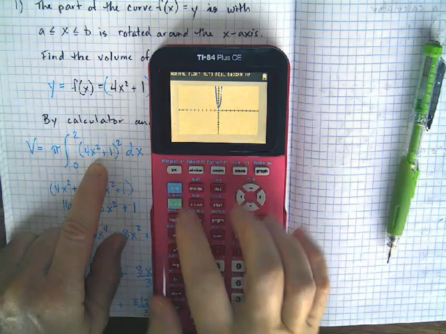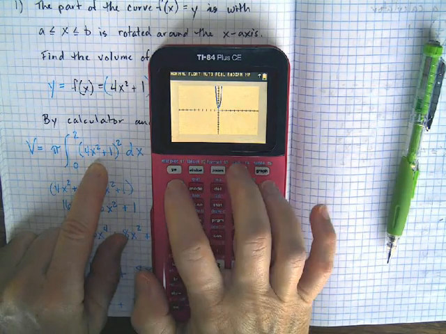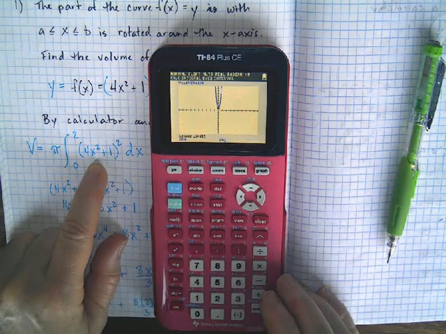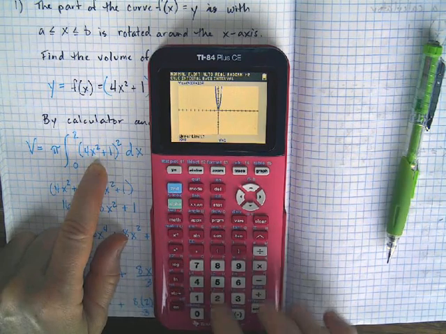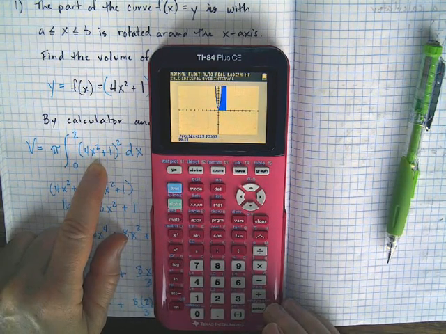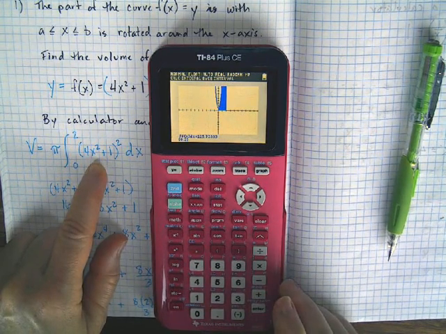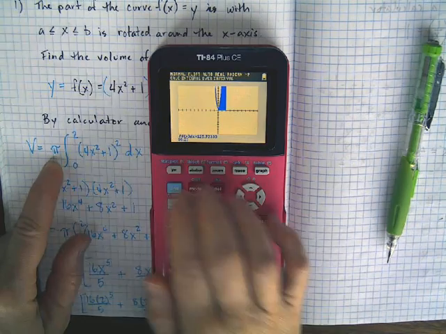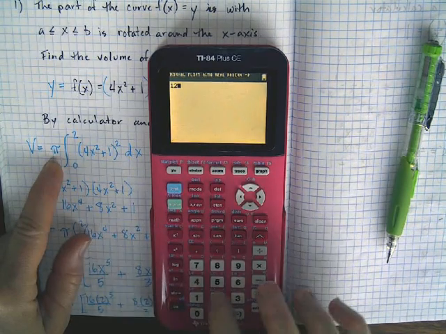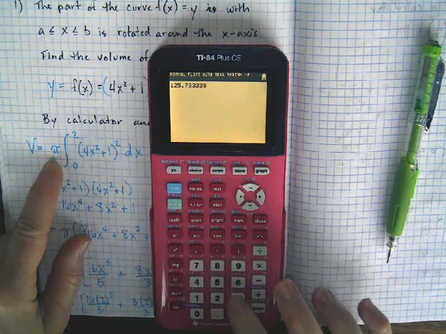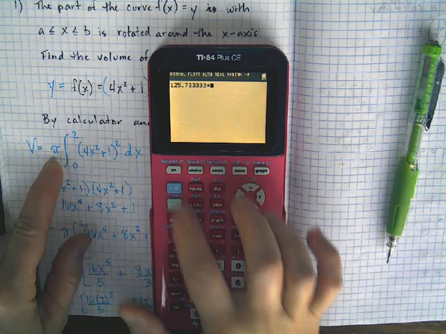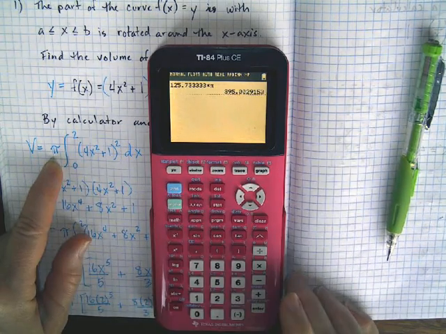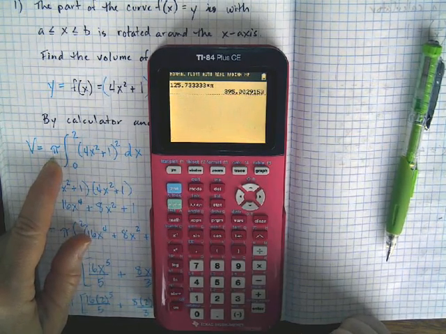All right. So now I'm going to integrate that. Option 7, I'm going from 0 to 2, and I get 125.73333, and then I need to multiply that by pi. Don't forget to multiply by pi. So I have 125.73333 times pi. And there it is, 395. Oh, it's so fast with the graphing calculator.